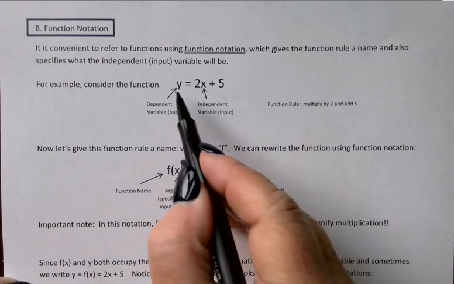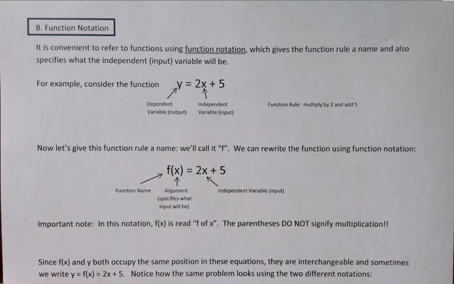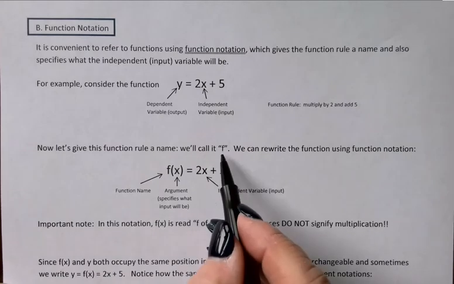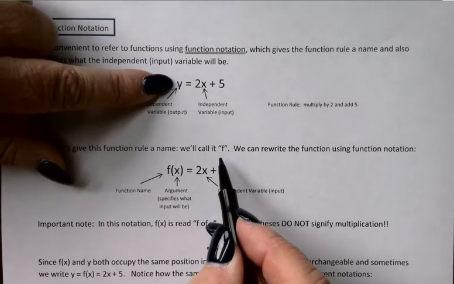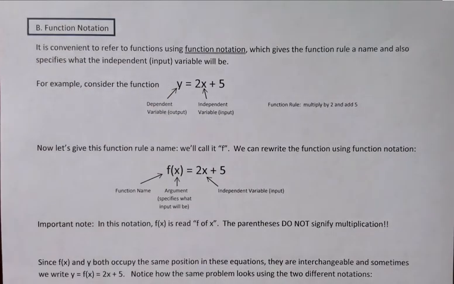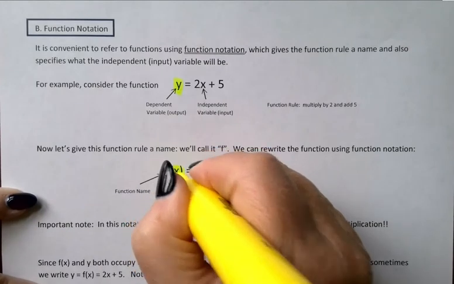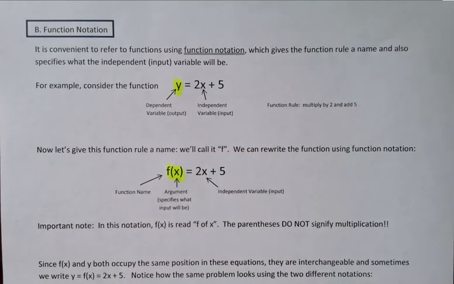Now, we don't really want our readers to always have to think about, hey, is this a function or isn't it a function? So if we already know it's a function, we sometimes just give it new notation. We give our function rule a name, often f, but we can name it anything we want. So to rewrite this equation using function notation, I would replace the y, the dependent variable, with the notation f of x.